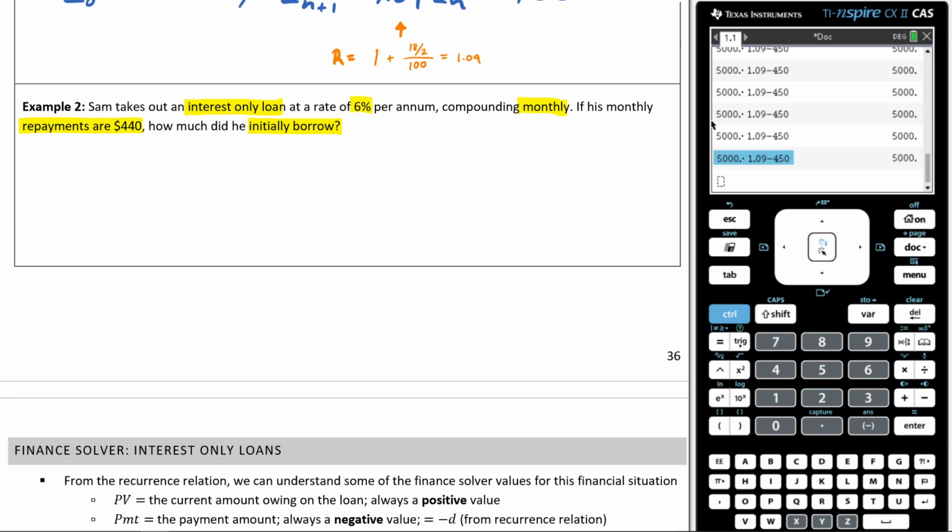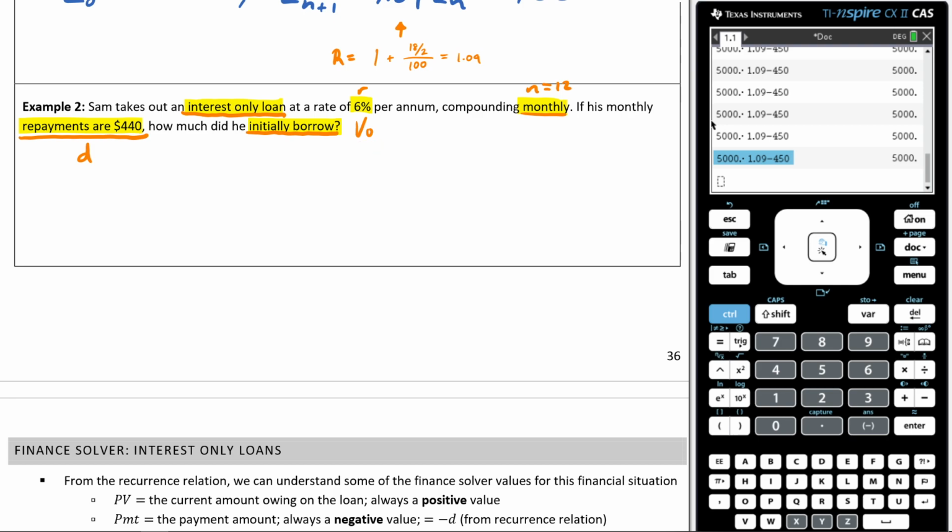What does the question want of us? It wants how much Sam initially borrowed, which is V of 0. That's what we want. What have they given us? They've given me the repayments, 440, so they've given me the D value. They've also told me that this is an interest-only loan. That's important. They've told me the interest rate, so the R. They've told me that it's compounding monthly, so that means N is equal to 12. So they've given me all this information, and they're asking me to figure out what V of 0 is.